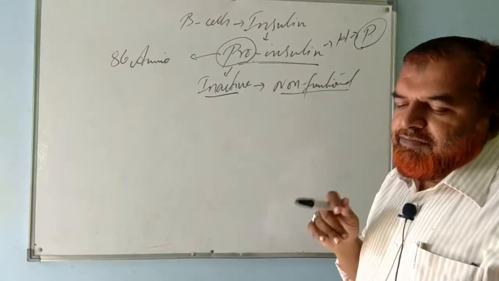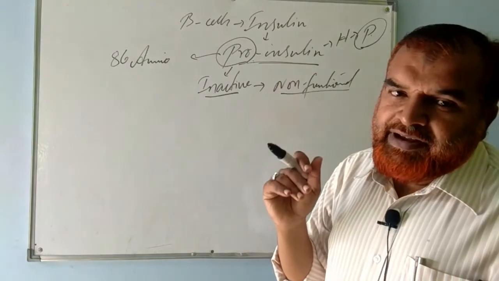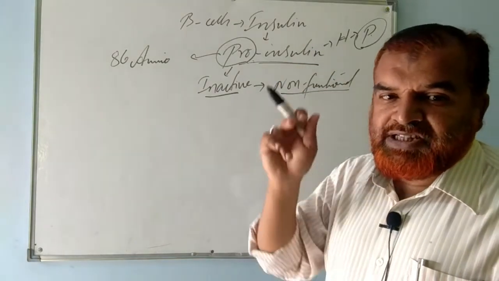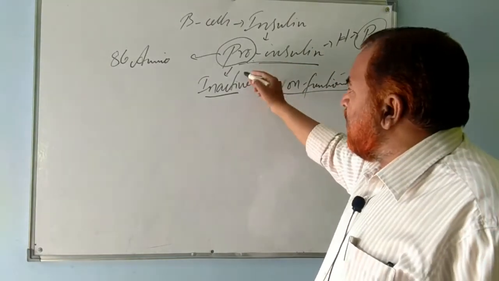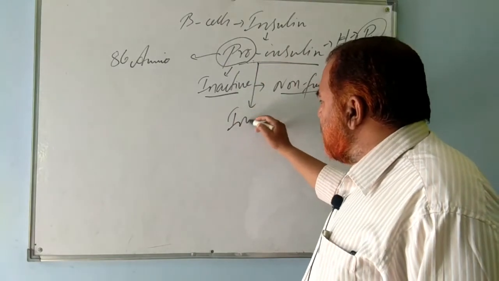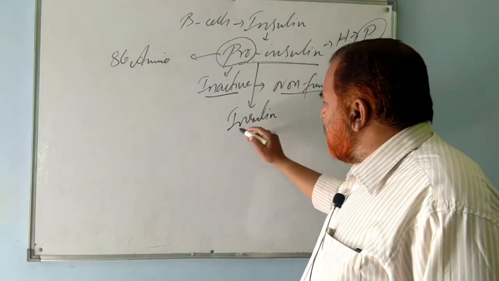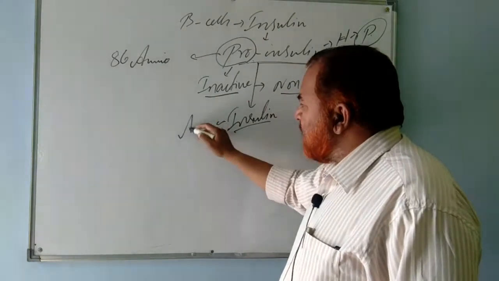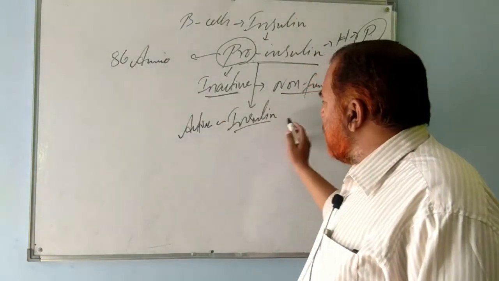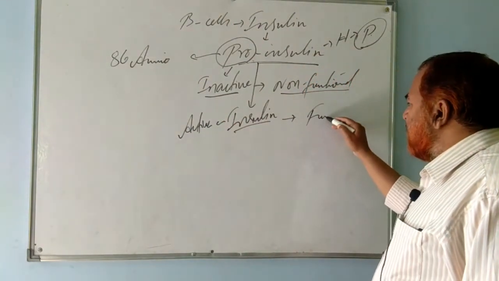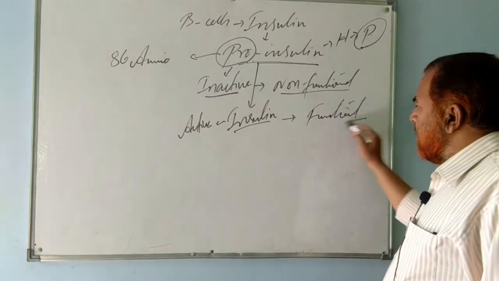Whenever there is hyperglycemia, whenever the amount of glucose increases in the blood sugar level, this pro-insulin will be converted to insulin. How is it possible? Now this insulin is active insulin. What do you mean by active? It is functional.